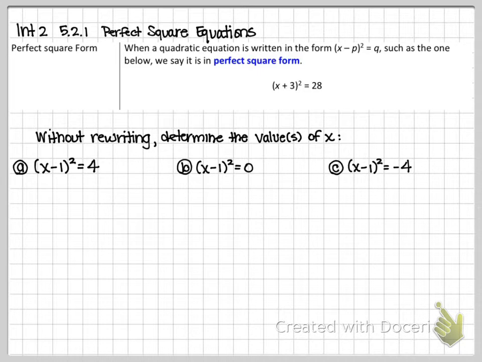Okay, so these are the notes for Integrated 2, 5.2.1. We have perfect square equations, so directly from the notes here, and then a couple of examples as well.